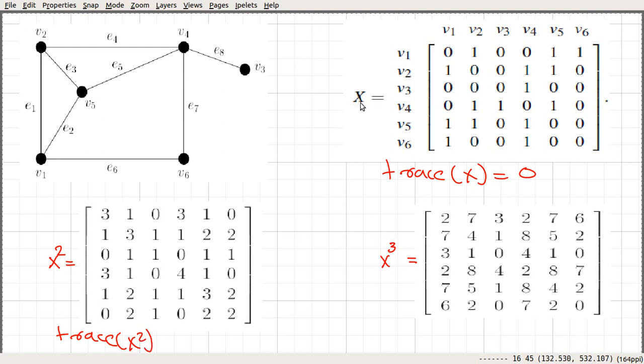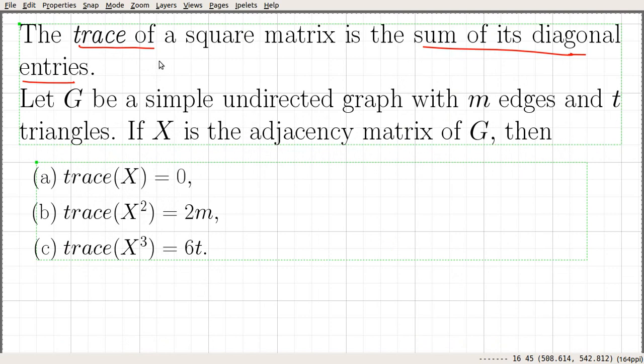is nothing but taking this matrix and multiplying it with itself. You get this one. And here the trace of this matrix is the sum of the diagonal elements: 3 plus 3 is 6, 7, 11, 14, 16. And the trace of this matrix x cubed is 6 plus 6, which is 12. So that's what a trace of a matrix is. The trace of a square matrix is the sum of its diagonal entries.